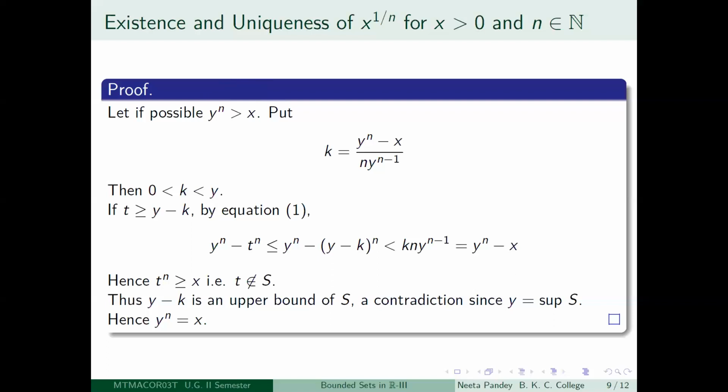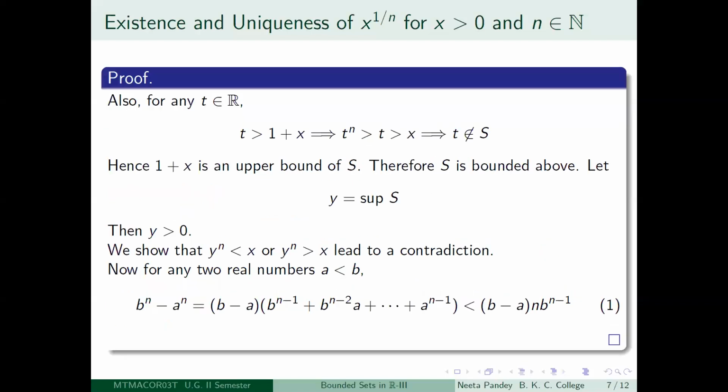So by doing some hardcore algebra, we have shown that y to the power n greater than x is not possible. Y to the power n less than x is also not possible. So the only possibility is y to the power n is equal to x. So if you just ignore the algebra part for the time being, you just notice what you have done.